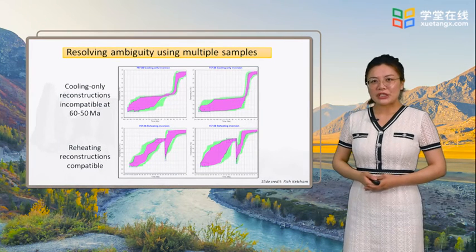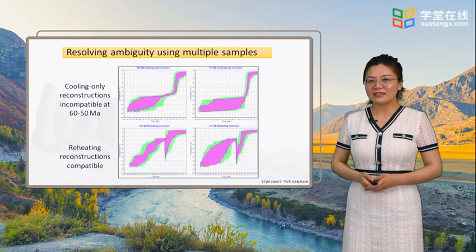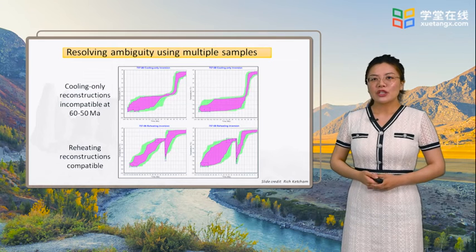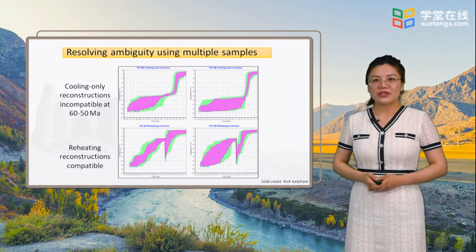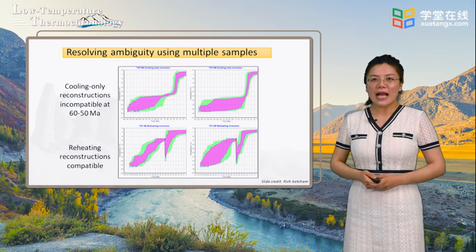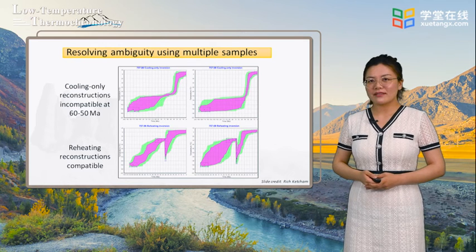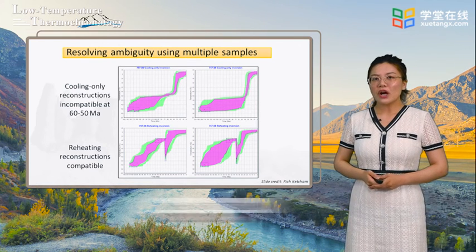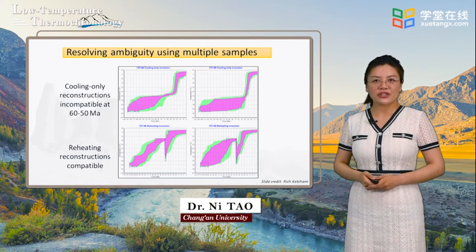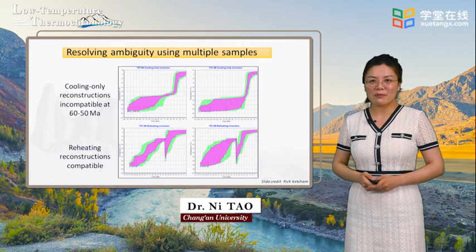Resolving ambiguity using multiple samples is sometimes helpful. Here, the cooling-only reconstruction is incompatible at 60 to 50 million years. But the modeling of the reheating scenario reconstruction is compatible with both samples.